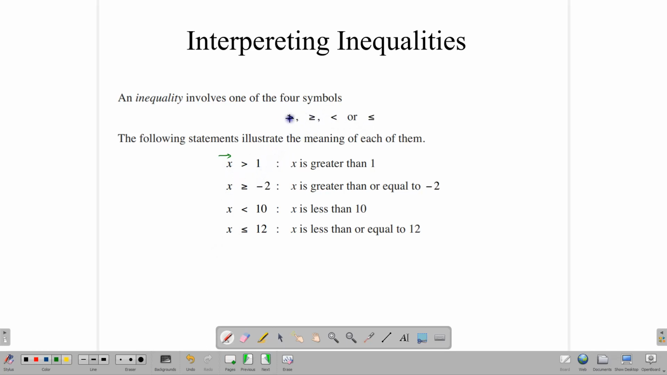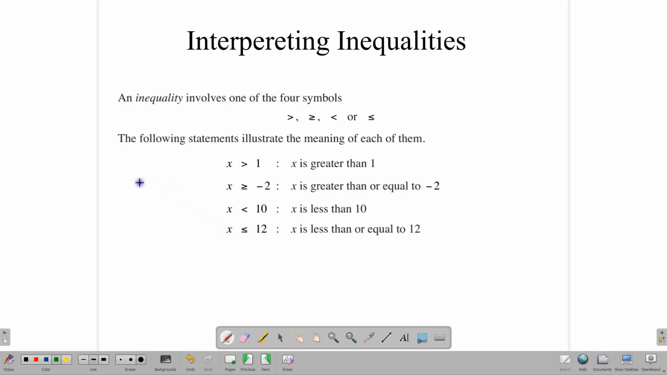This one is a single condition saying that x is greater than, and this one is a double condition saying that it's greater than or equal to. So it's one or the other, or both. And here we have x is less than 10, which means x is any number less than 10. Here, x is less than or equal to 12, meaning that it could be 12, it could be 11, 10, 9, 8, or any fractional part in between.